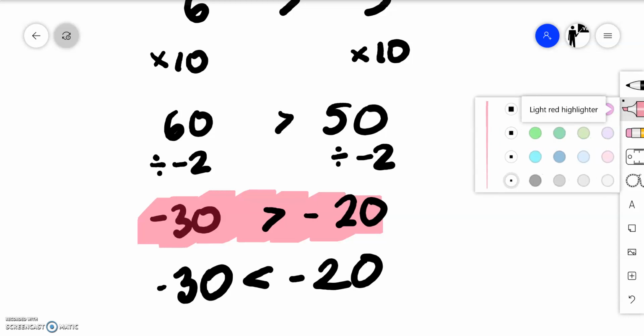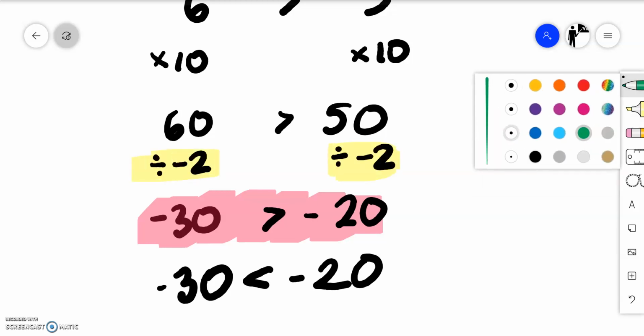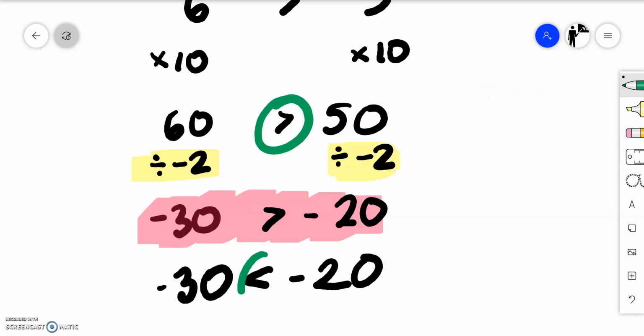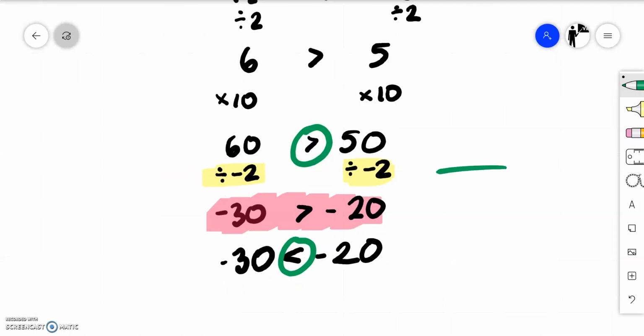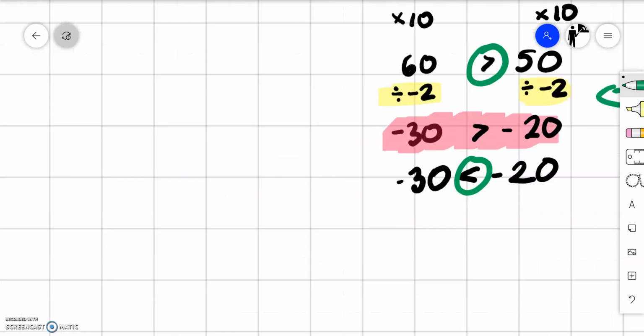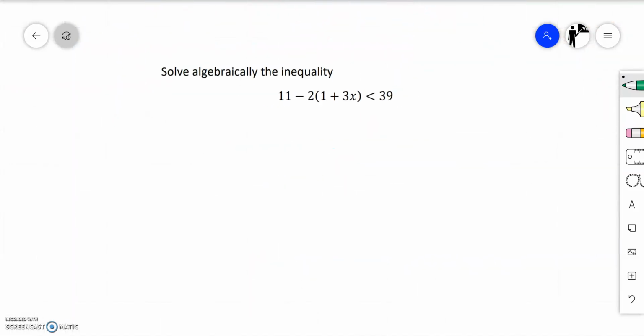The main idea that I want to bring out here is that if in an equation we need to divide by a negative number, what happens is the inequality switches direction. So if we ever have to divide by a negative, the inequality will switch direction. Okay, got 3 examples to have a look at here.